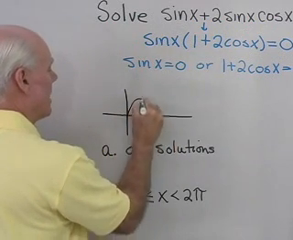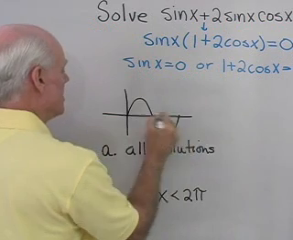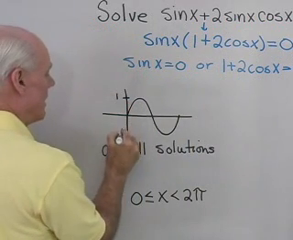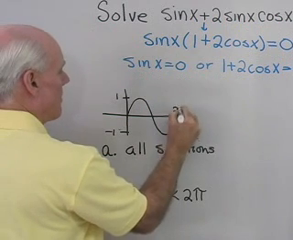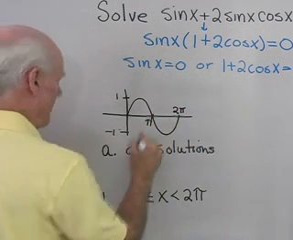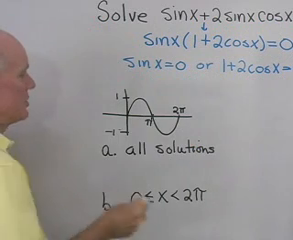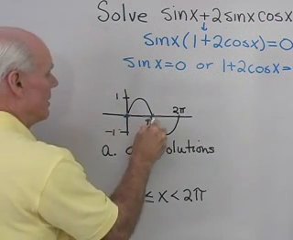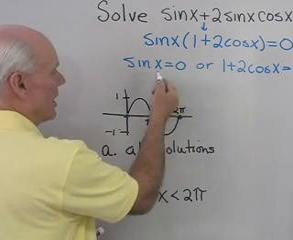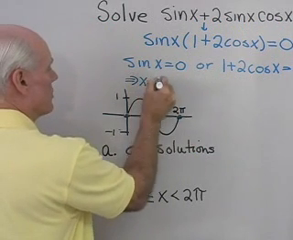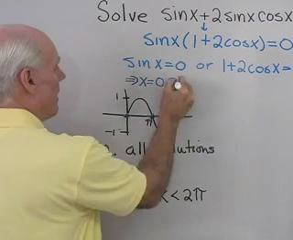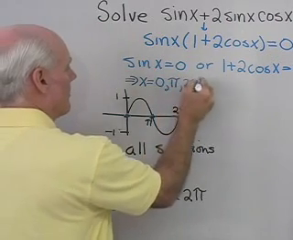Y equals sine x looks like this. There's 1, there's negative 1, 2 pi, and pi. Okay, where is sine x equal to 0? It's 0 here, here, and here. So sine x equal to 0 implies that x is equal to 0 or pi or 2 pi.